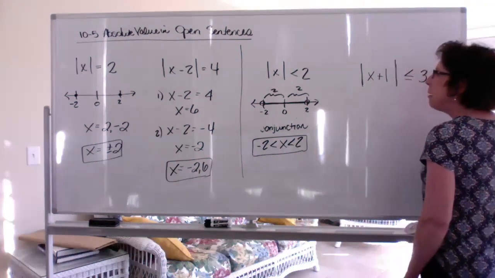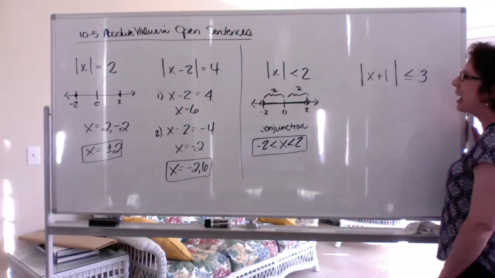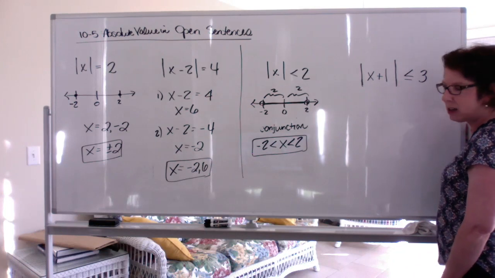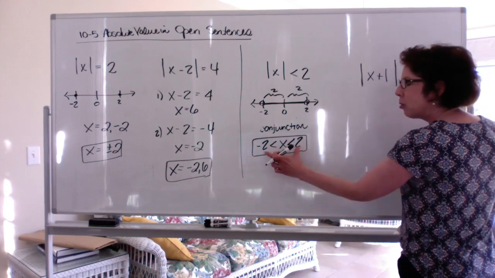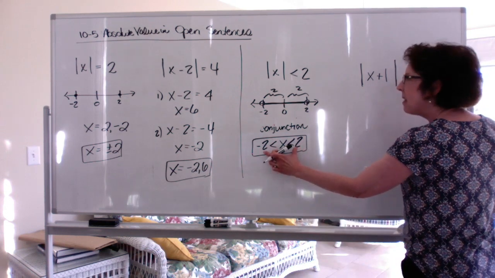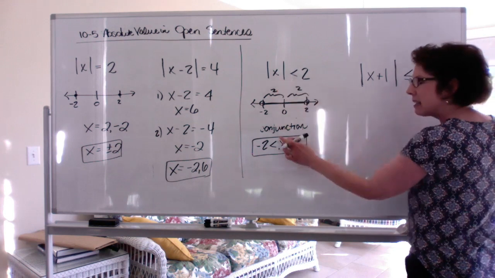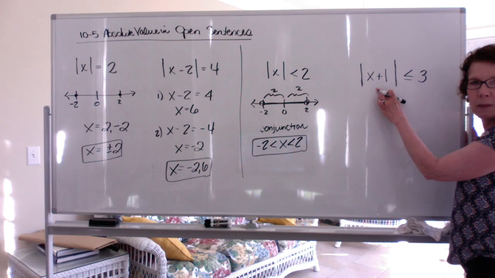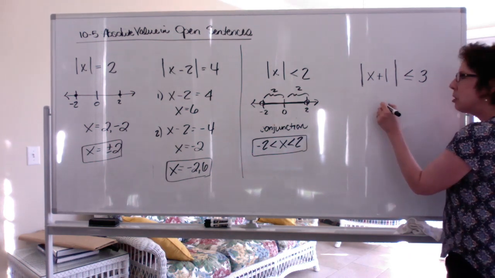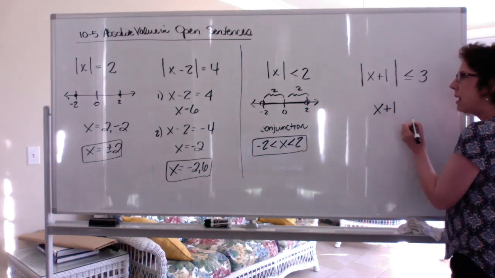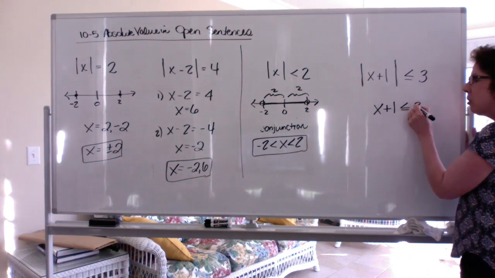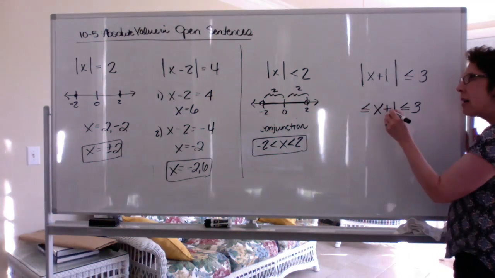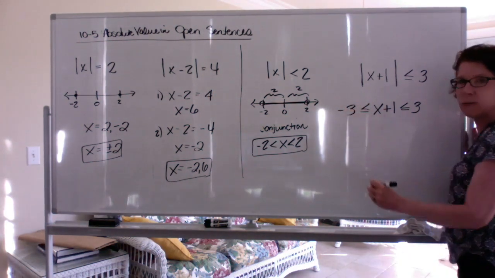Let's look over here and make it a binomial inside the absolute value. Well, it's still going to be a conjunction. So what I'm going to do is create an and statement just like this, but instead of x being in the middle of the and statement, I'm going to make x plus 1 be in the middle. So I'm just going to write this as x plus 1 has to be less than or equal to 3, and that value can be greater than or equal to -3.